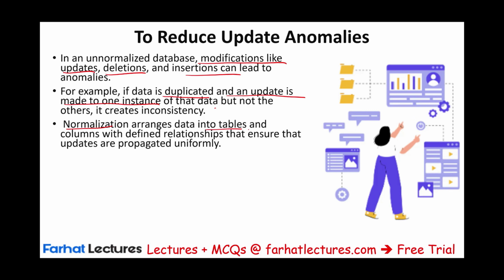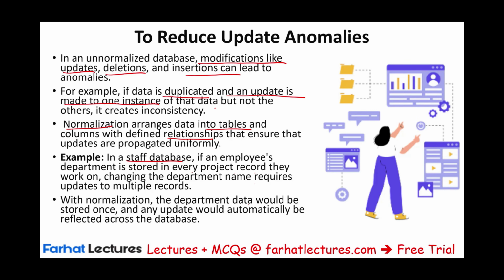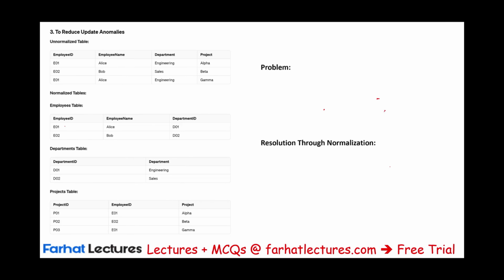Normalization arranges data in tables and columns with defined relationships that ensure that updates are propagated uniformly. For example, in a staff database, if an employee's department is stored in every project record they work on, changing the department name requires updates to multiple records. With normalization, the department data would be stored once, with a department name, and any update would automatically be reflected across the database. So let's take a look at this example.